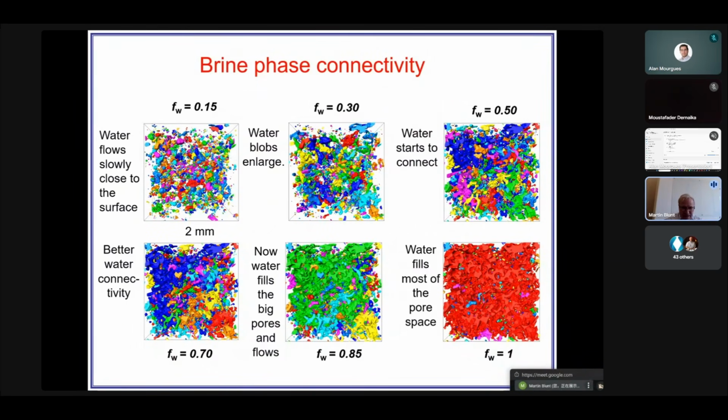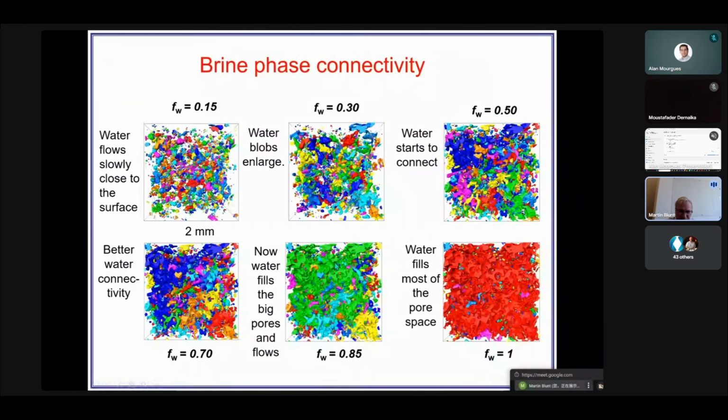Now, the water is connected and flowing, but only through microporosity. And that has a very low conductance, so the relative permeability is quite low. As I put more water into the system, these blobs begin to merge. I'm filling more of the pore space, but the different colors show they're disconnected. There's no pathway across here, so it's still having to go through microporosity.